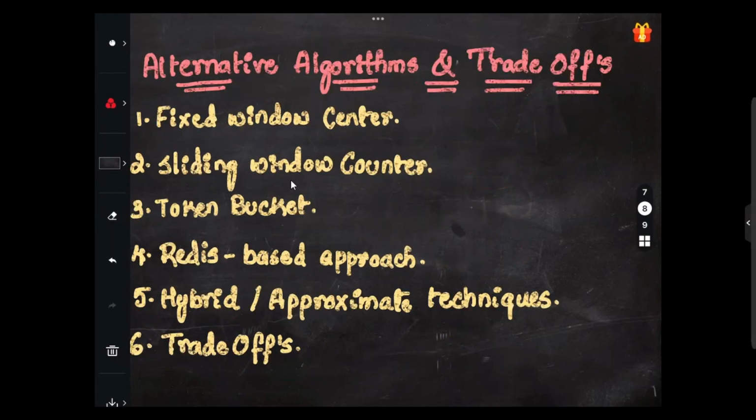Next, let's move on with the alternative algorithms and the trade-offs. Trade-offs is nothing but the summary part. So this is related to the future discussions. We have to keep these things in mind.